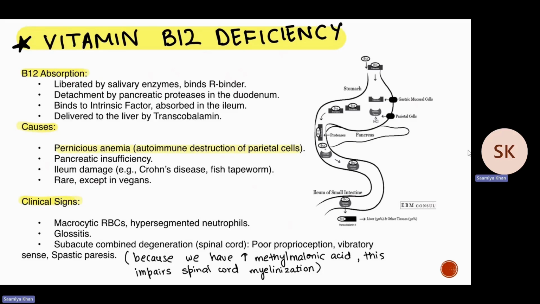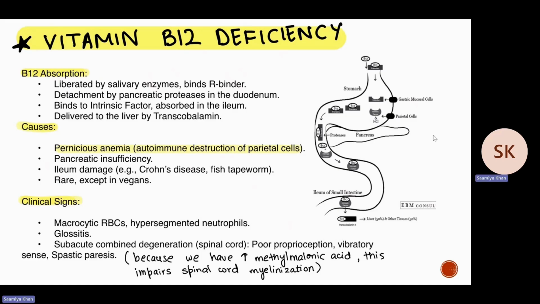Next is vitamin B12 deficiency, and let me start off with the digestion process on how this vitamin B12 is absorbed in our body. So we know we have salivary enzymes like amylase, for example, and this will release the B12 from our food, which will bind to our R binder over here. After that, it goes into the stomach, and we have pancreatic enzymes in the duodenum that will detach the B12 from the R binder. This B12 will then bind to intrinsic factor that is released by parietal cells in the stomach, and this intrinsic factor B12 complex is absorbed in the ileum. Transcobalamin will deliver this B12 for storage into the liver.